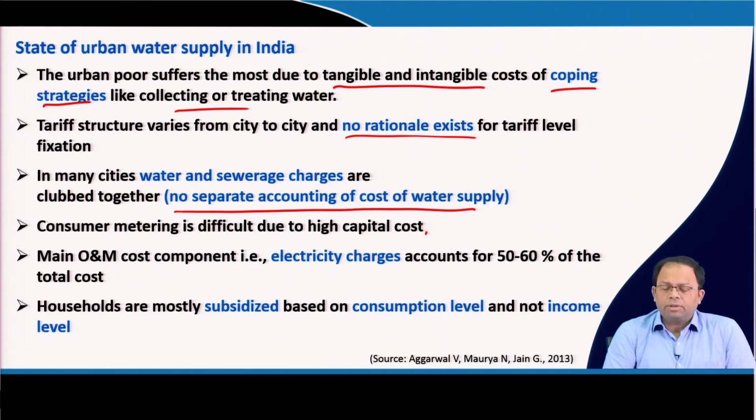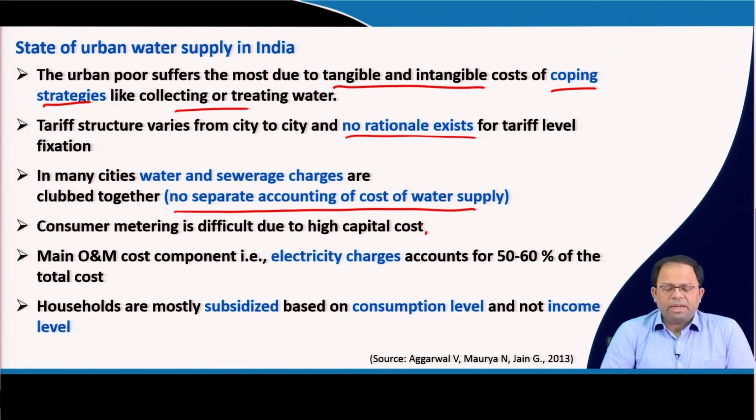Many of the utility providers themselves say that it's not only the people who are reluctant to use meters, but the utility providers also say that there is a huge capital cost involved in providing these meters initially, and there is no money to spend this much on provision of meters and so on. So these are the other challenges.